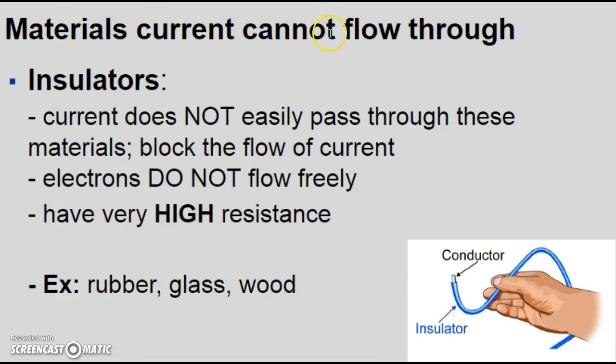In some materials where current cannot flow through, these are called insulators. Current does not easily pass through these materials. They block the flow of current. Electrons do not flow freely within these materials. They have a very high resistance. The example, rubber, glass, or wood.